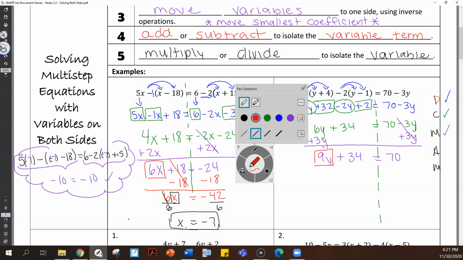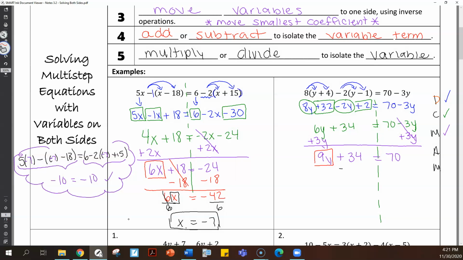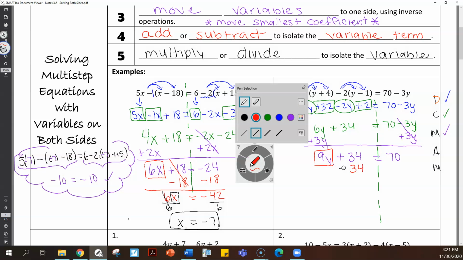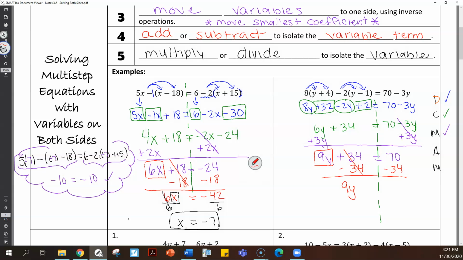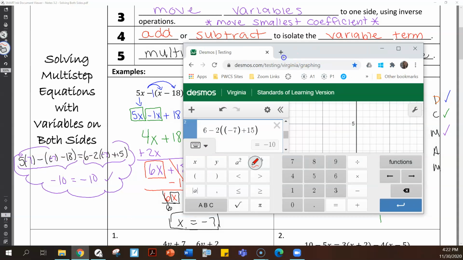9y is not by itself right now. I've got that plus 34, so I'm going to get rid of it by subtracting 34 on both sides. 9y, I didn't do anything to it at all, so it just comes down. My 34s are going to reduce to 0. 70 minus 34. Again, please make sure you're checking your calculations.